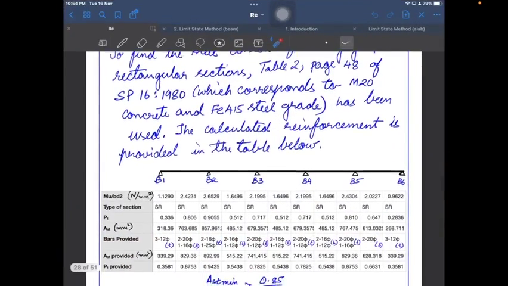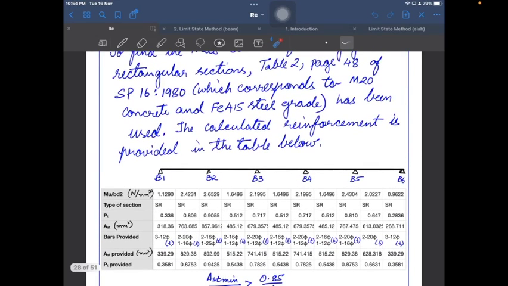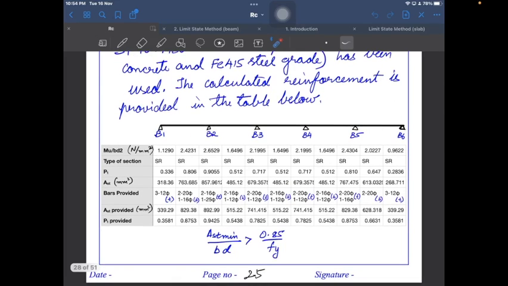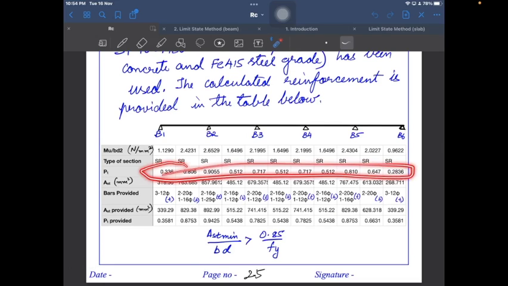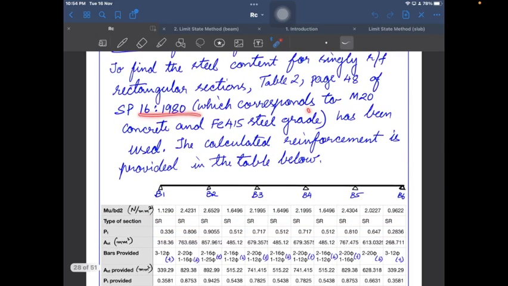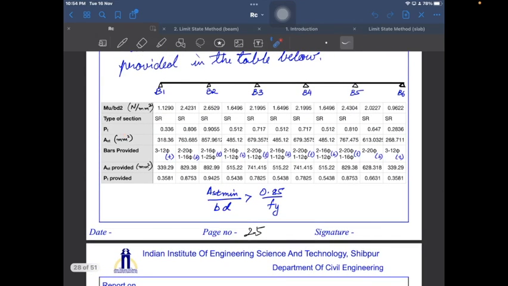Okay. So the values depend on this, mu by bd squared. Depending on this, you do linear interpolation and you get your pt required values from the respective page. For me this is that. If you scroll up a bit and down a bit from page 48, you will find your page. So we calculated pt from the table of SP16.